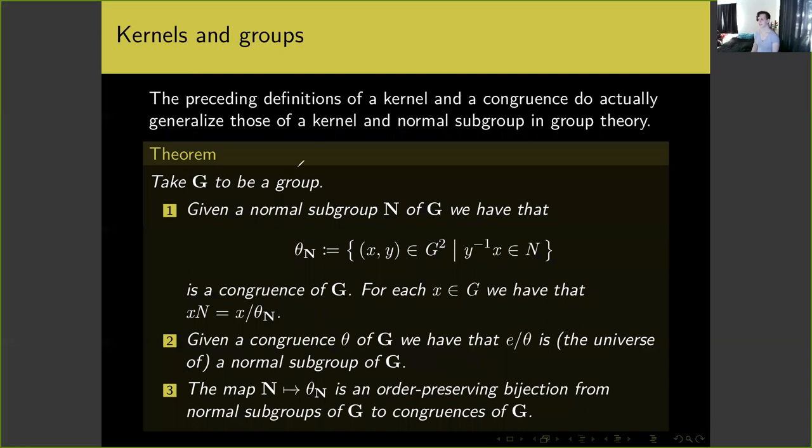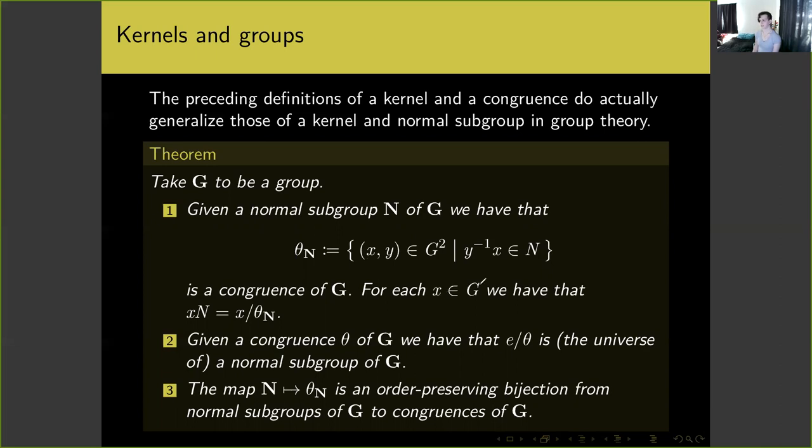All right. So now we can finally take a look at something which we've already experienced before, hopefully. The preceding definitions of a kernel and a congruence do actually generalize those of a kernel and a normal subgroup in group theory. So we have the following theorem, which relates these concepts. If we take G to be a group and take a normal subgroup N of G, we actually can define a congruence on G, which we'll call theta_N, which consists of all of the pairs (x, y) in G squared, the pairs whose individual entries come from G, so that y inverse x belongs to this normal subgroup.